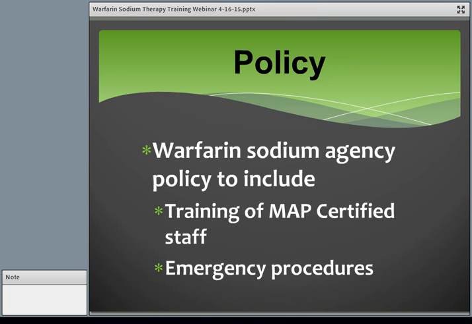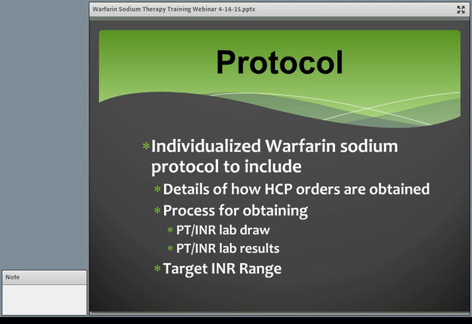The agency policy must include administrative procedures to be followed when there's a medical emergency related to the administration of warfarin sodium. Again, at this point in your training, pass out copies of your agency warfarin sodium policy for staff to review. Each individual who has warfarin sodium ordered must have an individualized warfarin sodium protocol. The protocol would be signed by the HCP and kept in the med book with the HCP orders. Pass out and review any individual specific protocols at this time for staff to review.